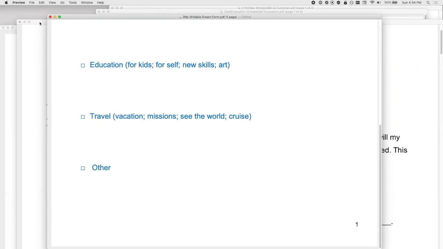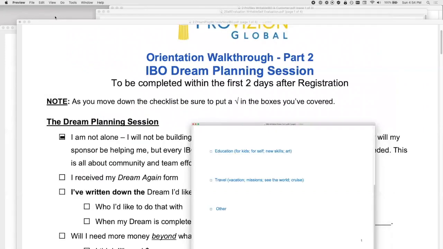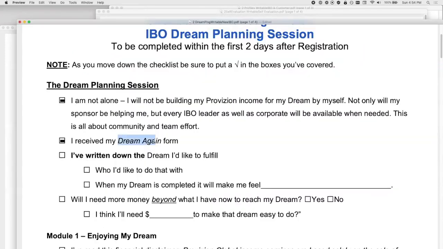And now we're going to continue on with you've received your Dream Again form and filled it out. You've written down the dream that you'd like to fulfill. Let me ask you a question. Who would you like to do that with? Write that down as well. Also, when your dream is completed, what do you think that will feel like? You can write that right here, or you can write it on your form.